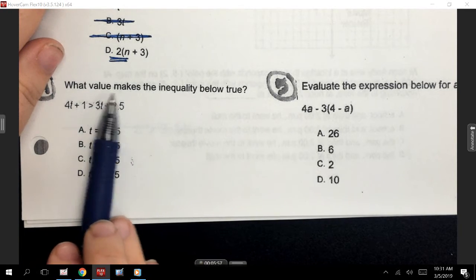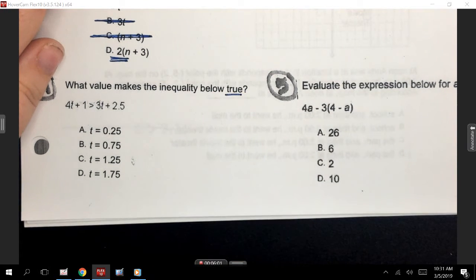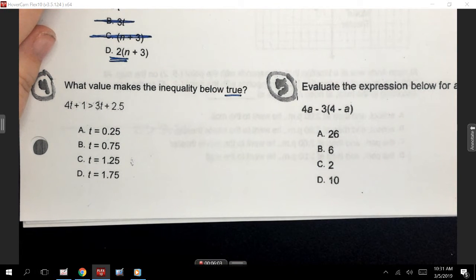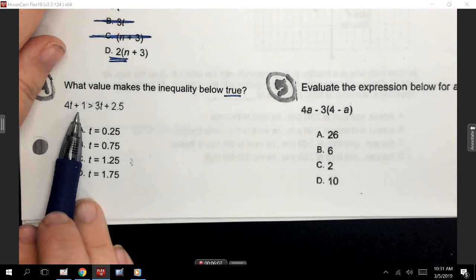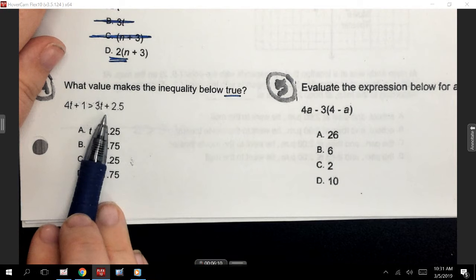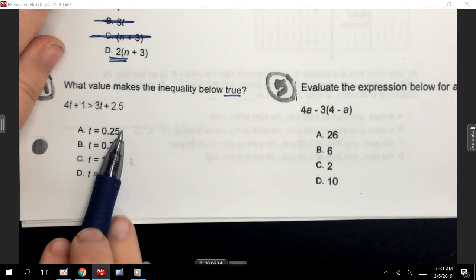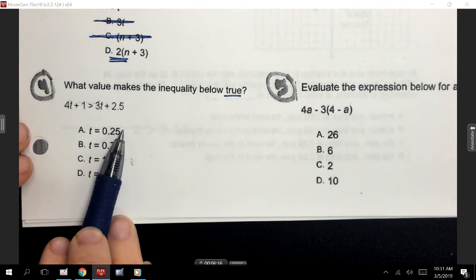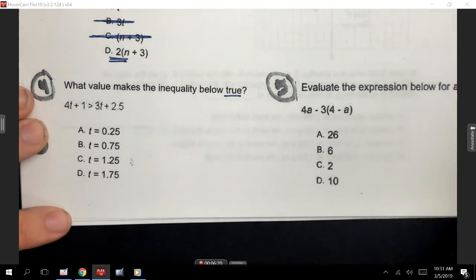So this says, which value makes the inequality true? So that's basically asking us which one works. All right? So do y'all see where it says 4 times t plus 1 is greater than 3 times t plus 2.5? What does A tell me t has to be? Kelsey? 0.25.